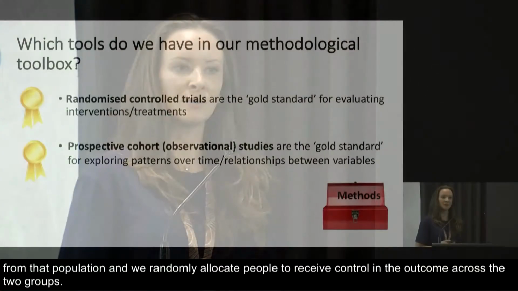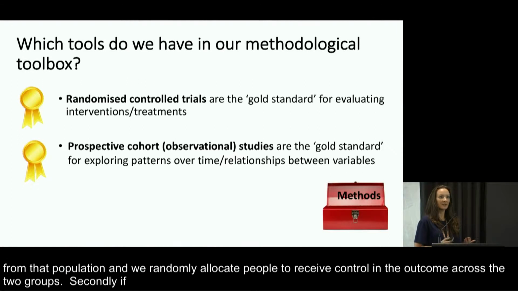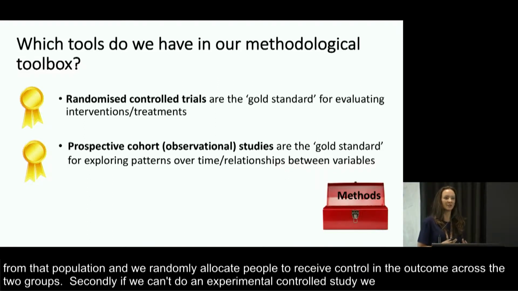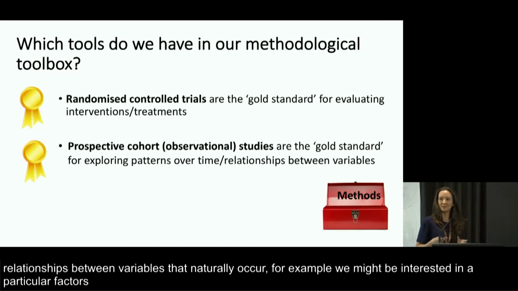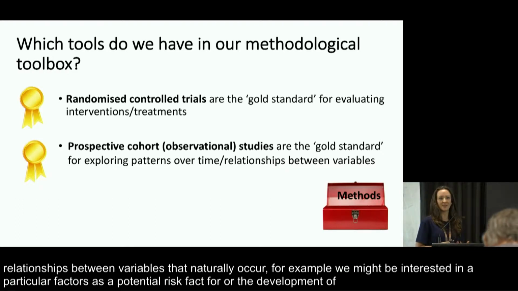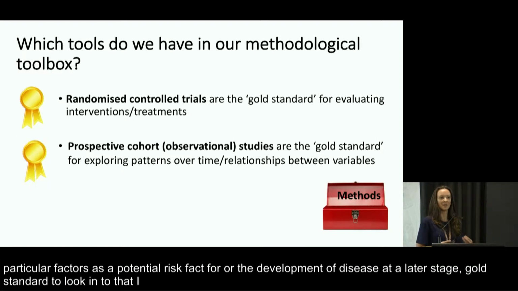Secondly, if we can't do an experimental study like a randomized controlled trial, we might do a prospective cohort observational study. And this might be because we want to identify whether there are any relationships between variables that naturally occur. For example, we might be interested in a particular factor as a potential risk factor for the development of disease at a later stage. So this would be a gold standard design we would use to look into this, as well as to describe any natural changes over time in a certain outcome.